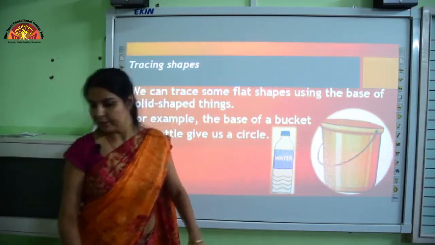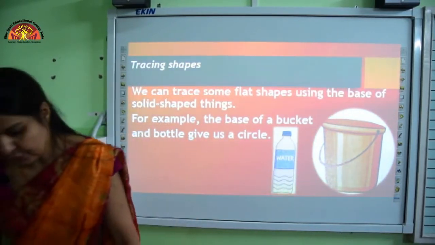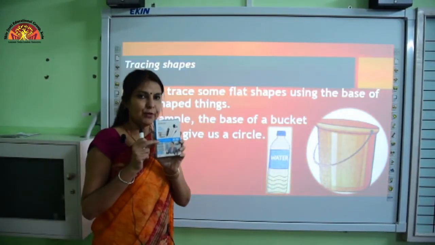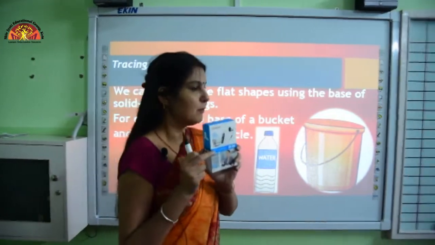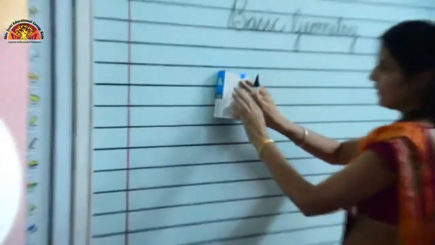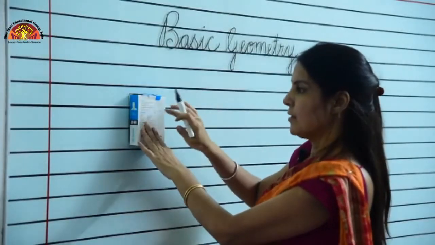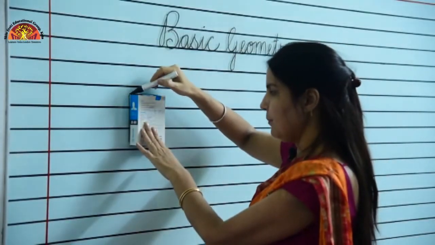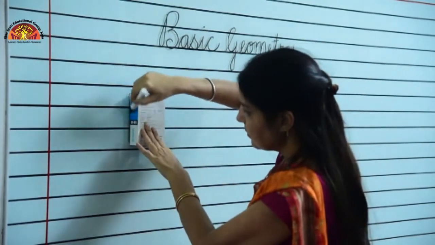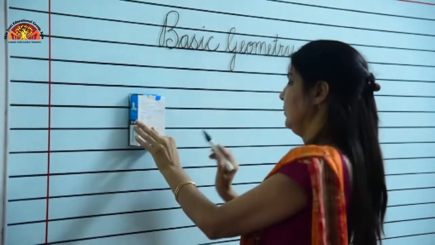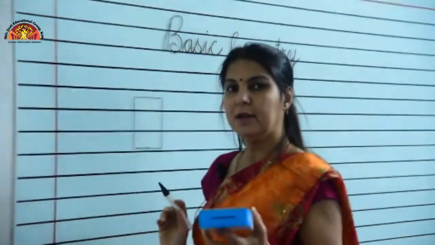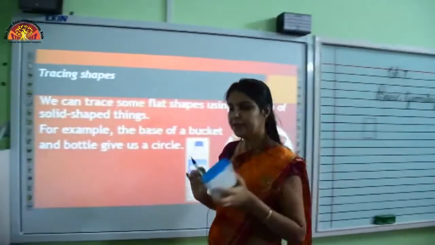Here I am giving you some other example. We can use, you know what is it? This is a cuboid. If we want to draw a flat shape with the help of this, then we have to put it like this. With the help of this box, we can draw a flat shape, a rectangle. You can see here what we use. We use the base of this solid shape.